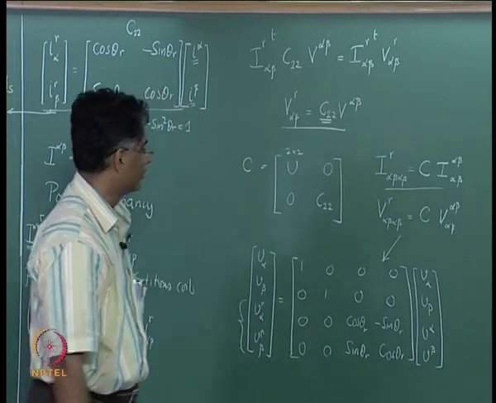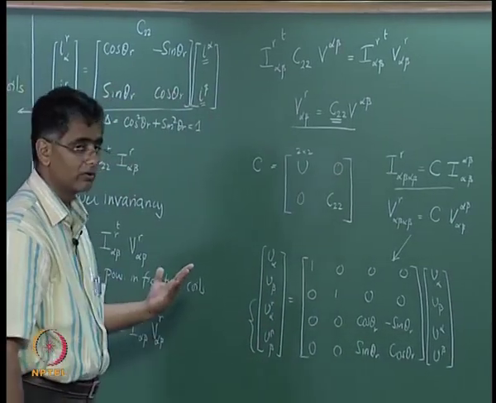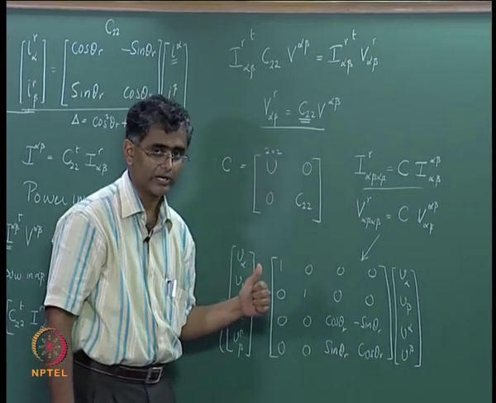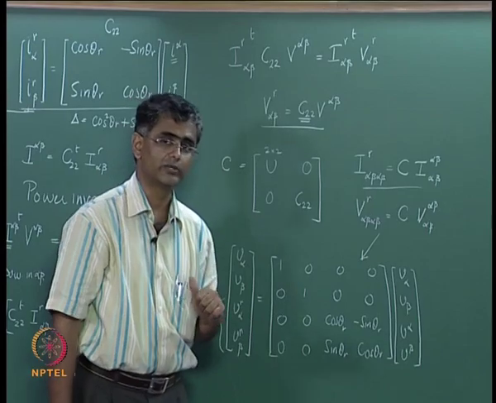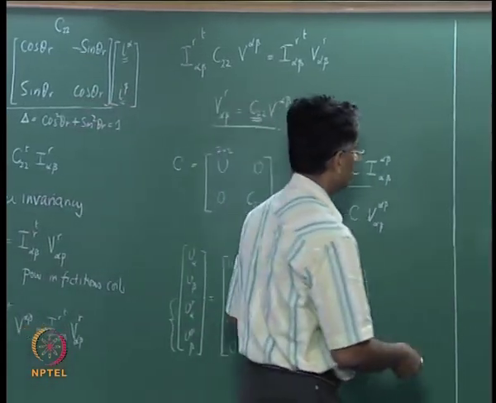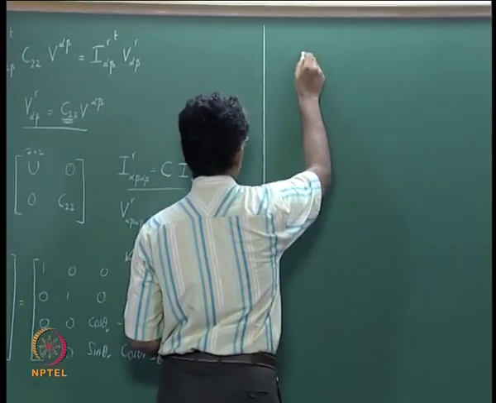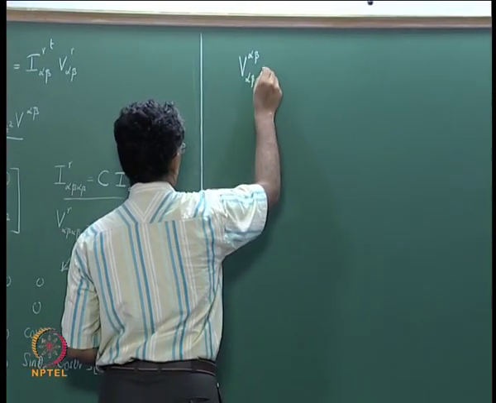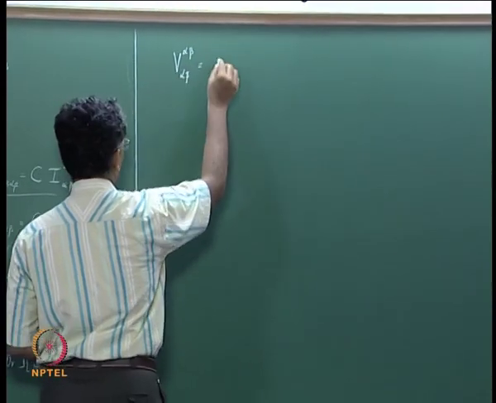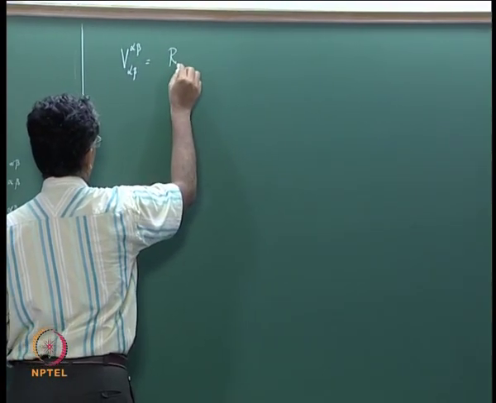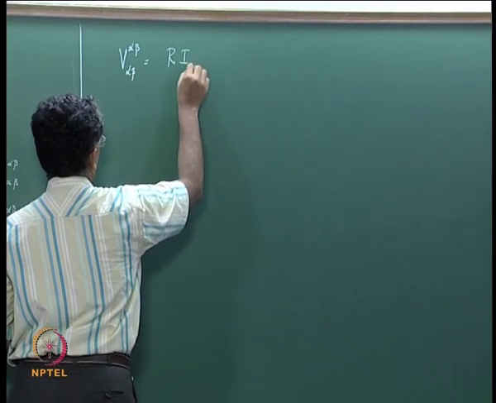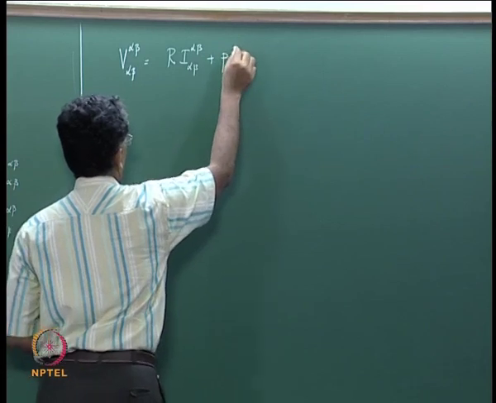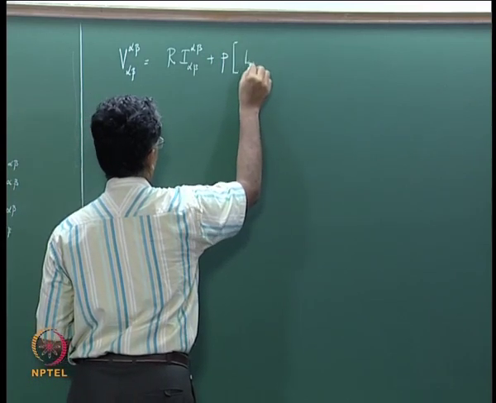Now, using this, we would like to see what would happen to the machine description if we use these two equations and substitute it back in our machine description that we wrote. So, our machine description was V alpha beta equals R I alpha beta plus derivative of the flux linkages.